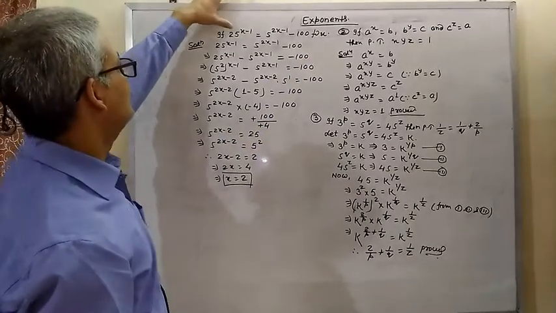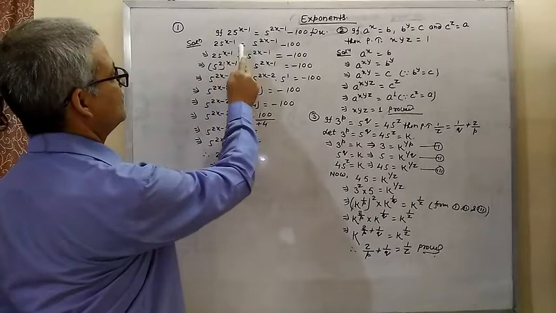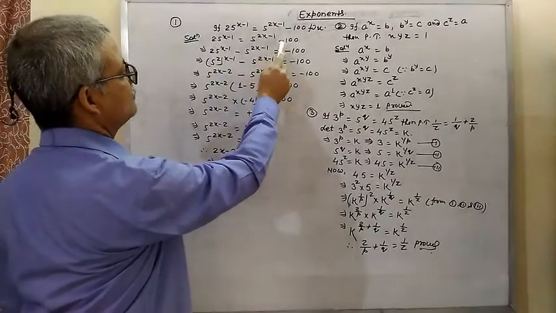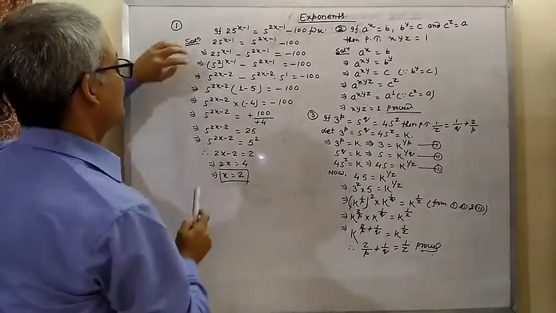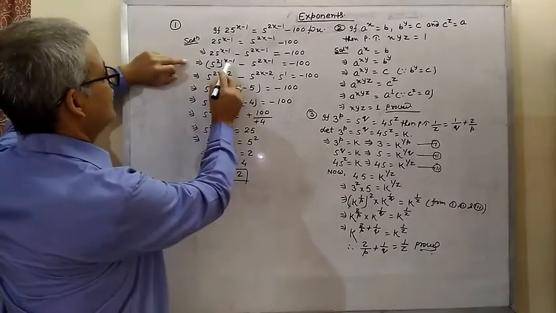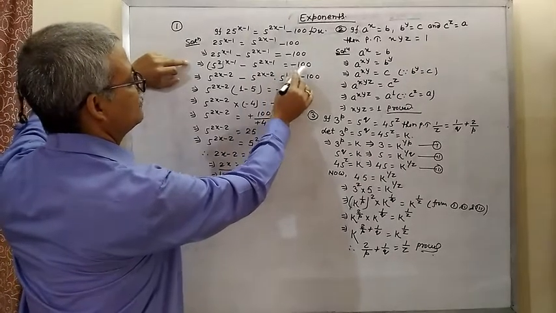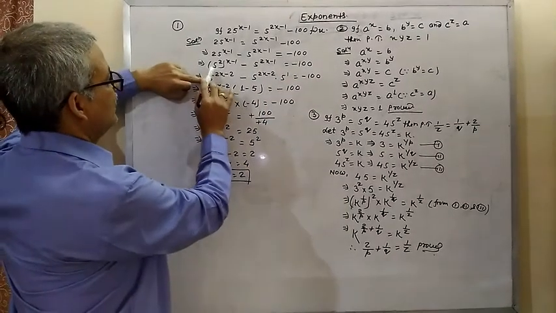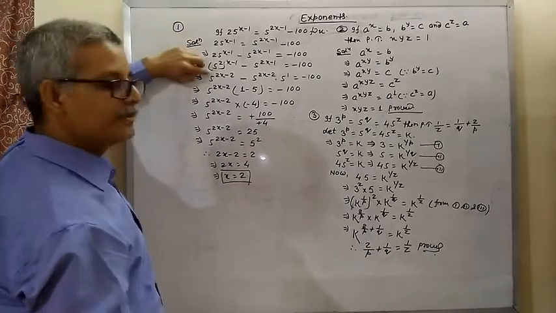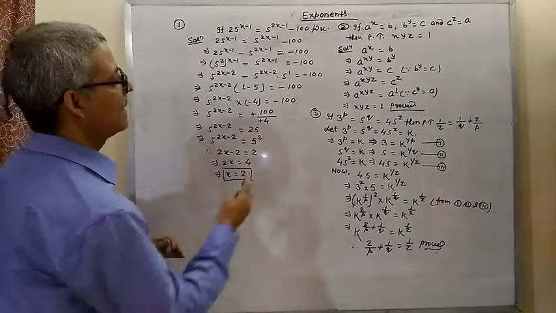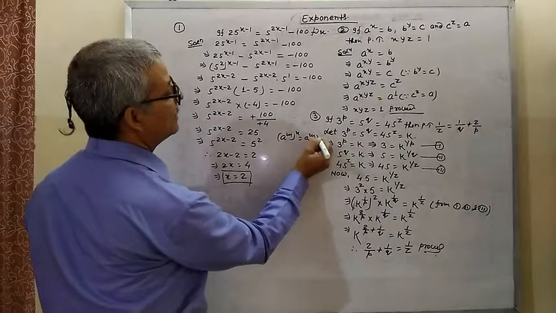Now here the base is 25, here the base is 5. So 25 to the power x minus 1 is equal to 5 to the power 2x minus 1 minus 100. Now this 25 to the power x minus 1 can be written as 5 squared to the power x minus 1, minus 5 to the power 2x minus 1 is equal to minus 100. Now here it is in the form of a to the power m to the power n, and we know a to the power m to the power n is equal to a to the power m into n.